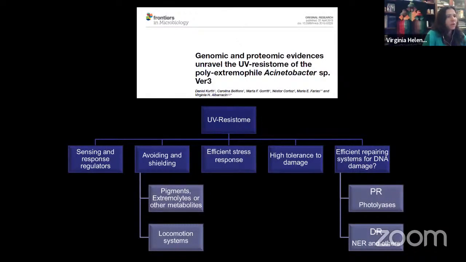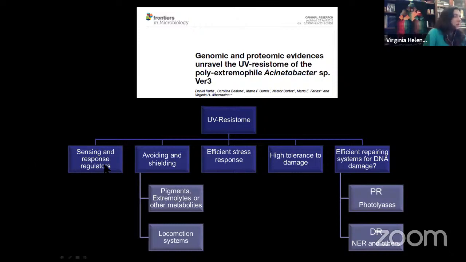We started exploring the UV resistome already in this paper, in a gamma proteobacterium, Acinetobacter Ver3, isolated from Lake Verde. Now I will show you how we followed this in one Actinobacteria, which is Nesterenkonia. But the initial idea was that there was this UV resistome that has different subsystems.